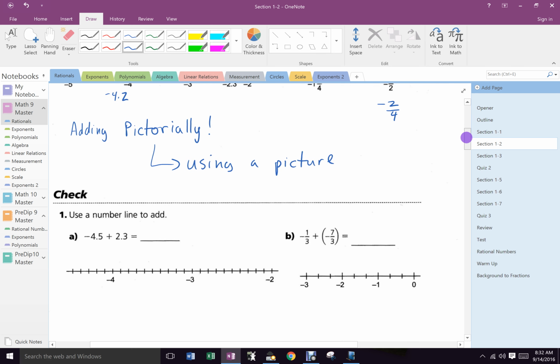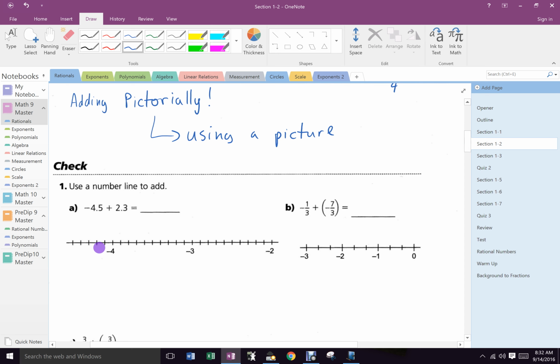So you guys try to do this one. What's your starting point? Where does the arrow go? And where does it end up? Don't use a calculator. Try and do it. Well, then it'll be hard for you to use one.